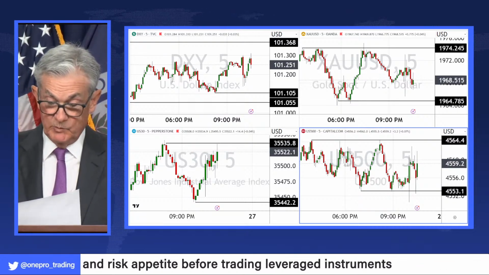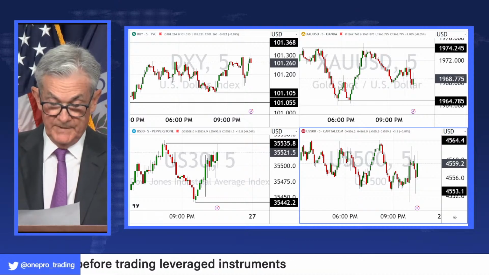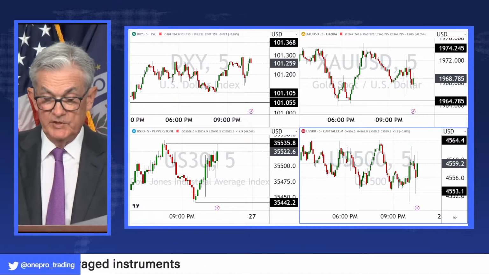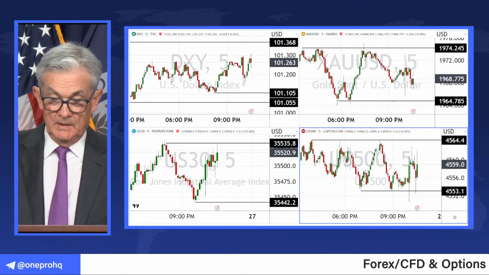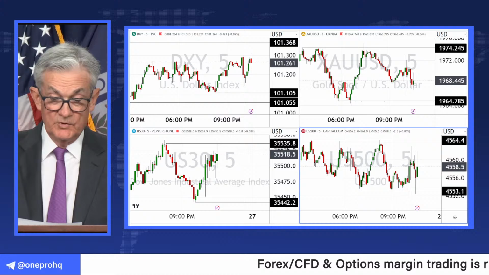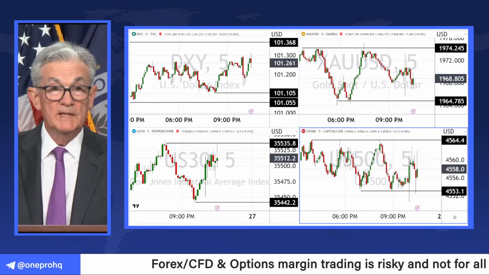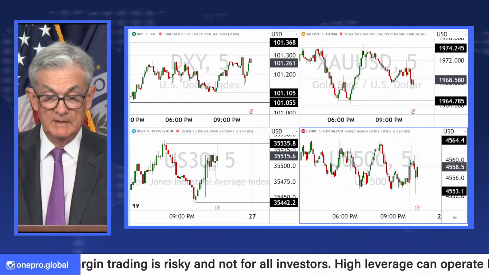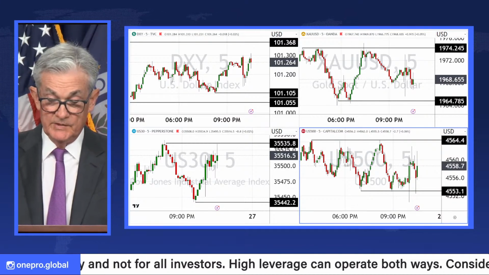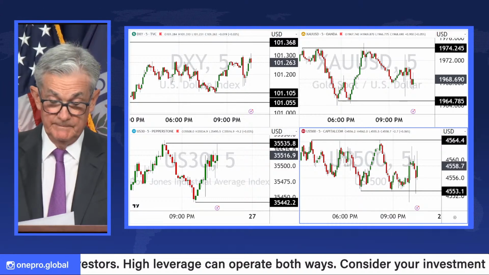Inflation has moderated somewhat since the middle of last year. Nonetheless, the process of getting inflation back down to 2% has a long way to go. Despite elevated inflation, longer-term inflation expectations appear to remain well anchored, as reflected in a broad range of surveys of households, businesses, and forecasters, as well as measures from financial markets.